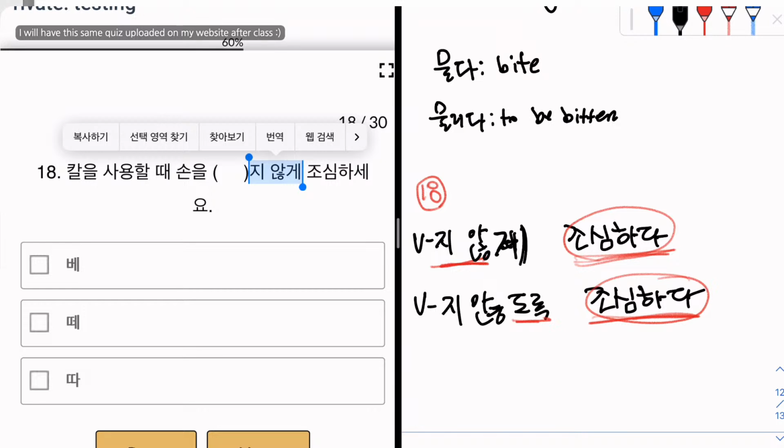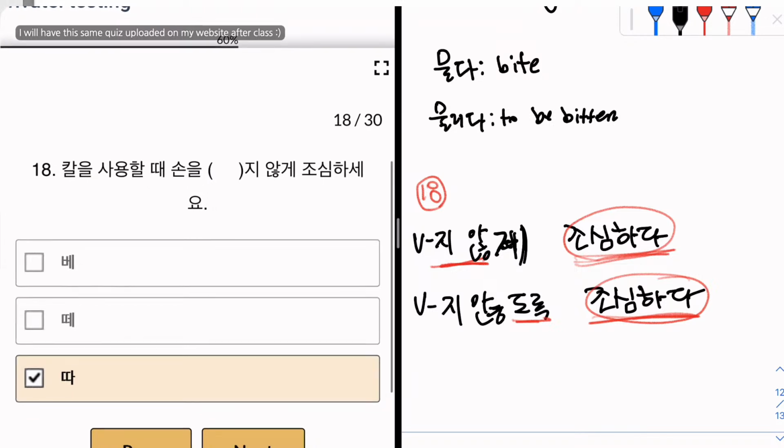Okay. So here, when you're using a knife, what would most likely happen? Not most likely, but what are the risks that could happen? What are the risks that you need to take? When you're using a knife, there's a risk of cutting your finger.